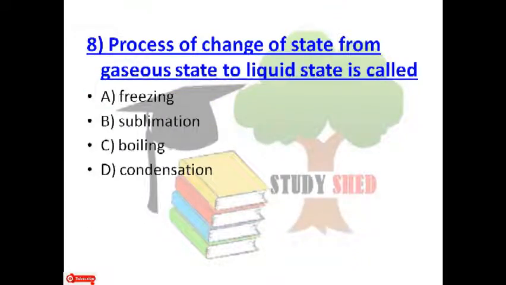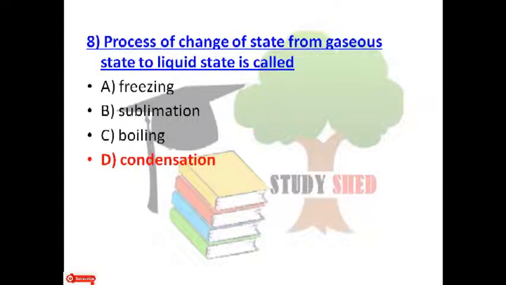Process of change of state from gaseous state to liquid state is called freezing, sublimation, boiling, and condensation. Try to memorize, try to remember, visualize the table which I had given you, the arrow table or the arrow diagram where all the processes were there. Okay, I'll give you 3 more seconds to think about it, and we'll reveal the answer in the count of 3, 2, and 1. The process of change of state from gaseous state to liquid state is called condensation.